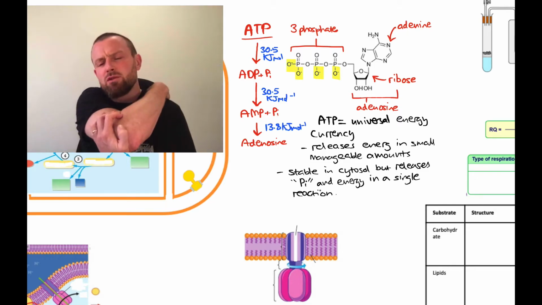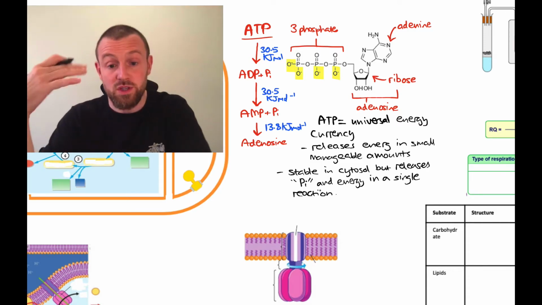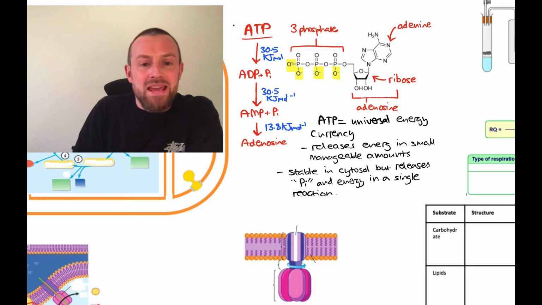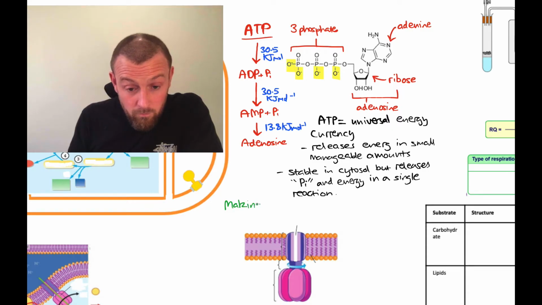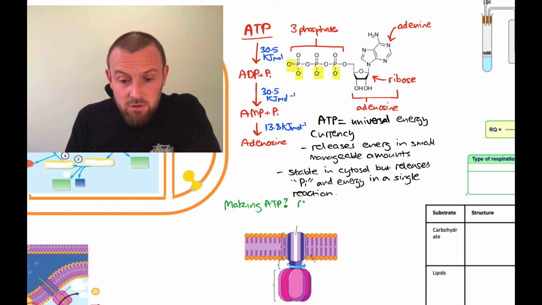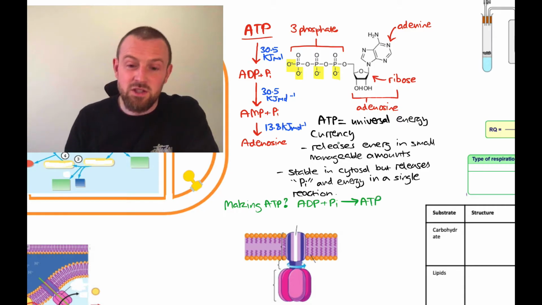And therefore you release less energy. You waste less energy when you're using ATP. Now, what about making ATP? Well, there's two ways. Basically, you take ADP plus Pi and you convert it back into ATP. And there's two ways of doing this.